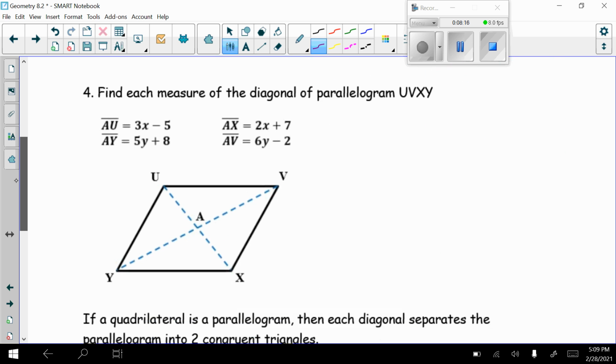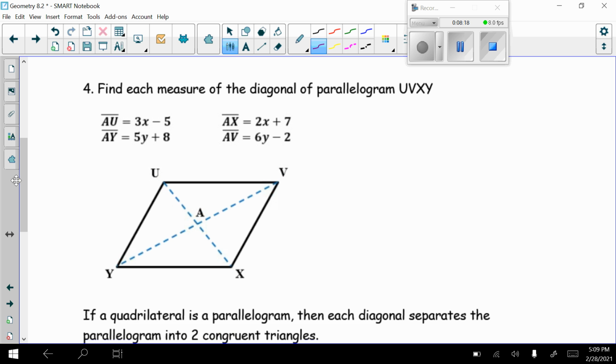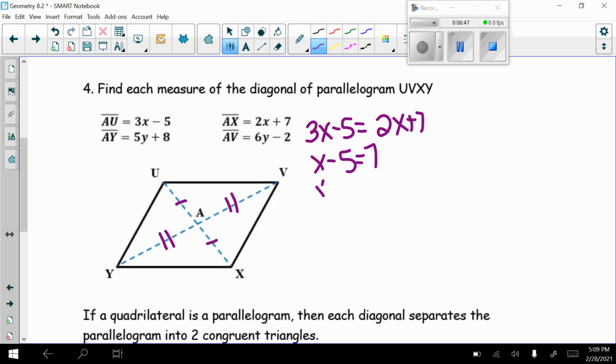Next example, number 4. Find each measure of the diagonal of parallelogram UVXY. Remember, we have that theorem that tells me that the diagonals bisect each other. So that means that UA and AX are congruent, YA and VA are congruent. They tell me that UA is 3x minus 5, so 3x minus 5 equals AX, 2x plus 7. Subtract 2x from both sides, then I get x minus 5 equals 7. Add 5, I get x equals 12.